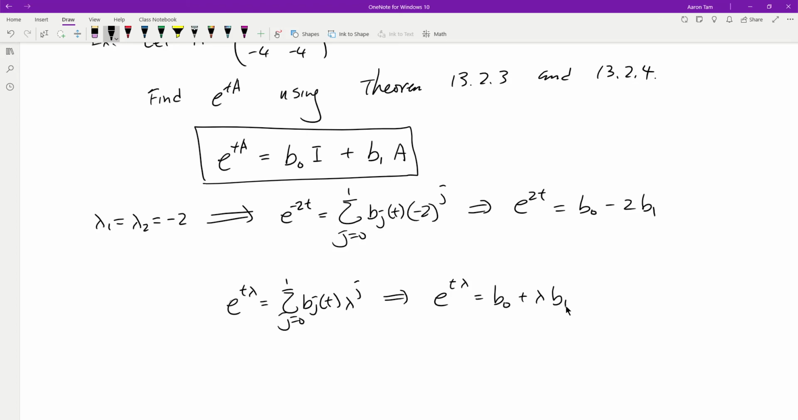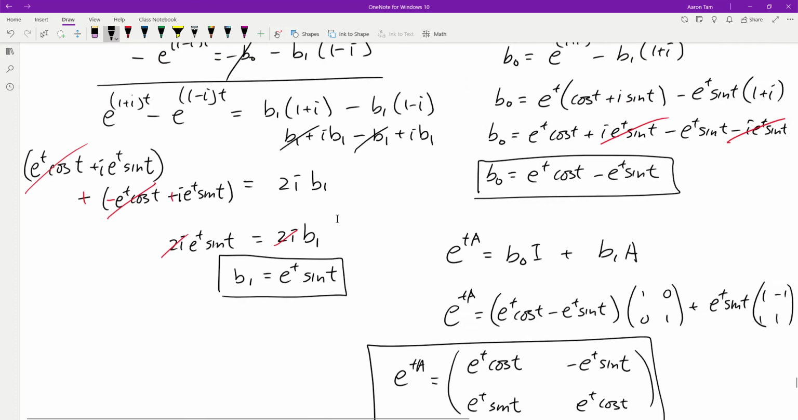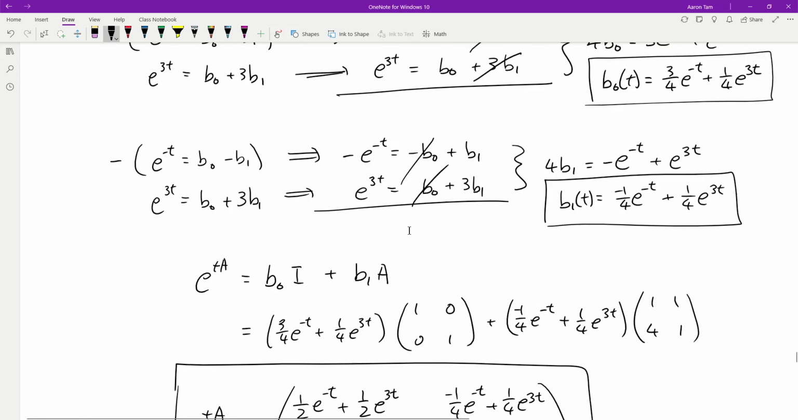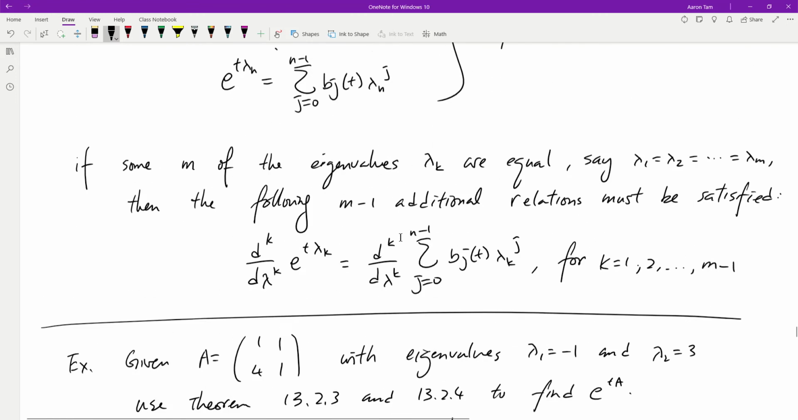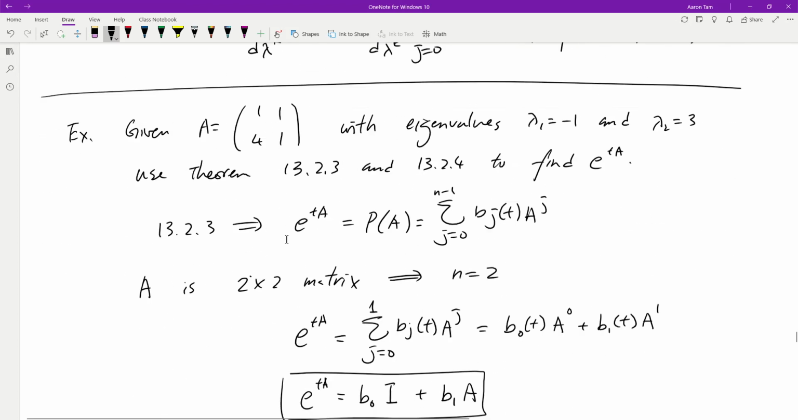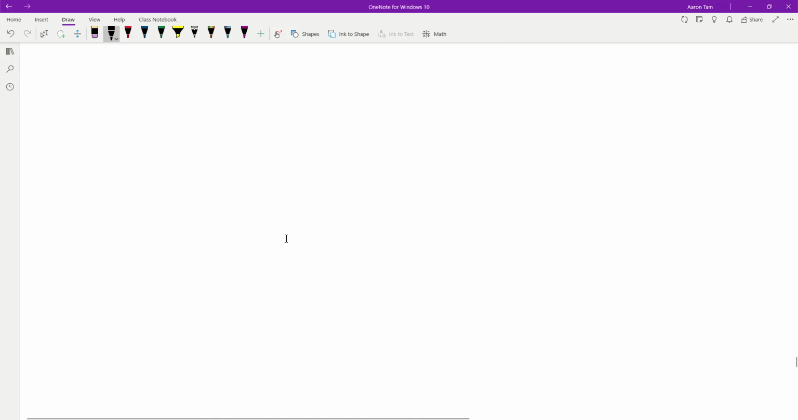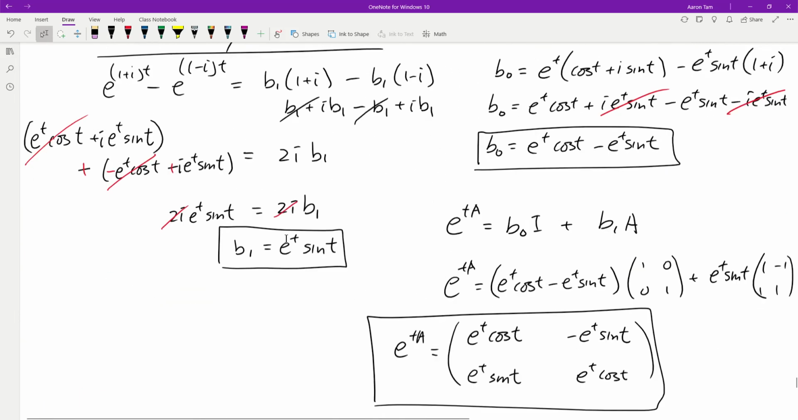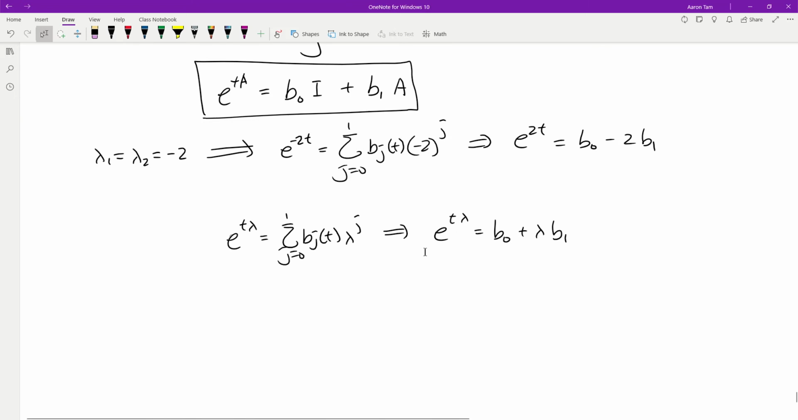Now here comes the important part, the theorems. So once again, take a look at theorem 13.2.4. It tells us to take the derivative, but here's the important part. We actually differentiate with respect to lambda, not t. Okay? So what happens if I take this equation that we have, which had lambda and t in it, and take the derivative with respect to lambda?